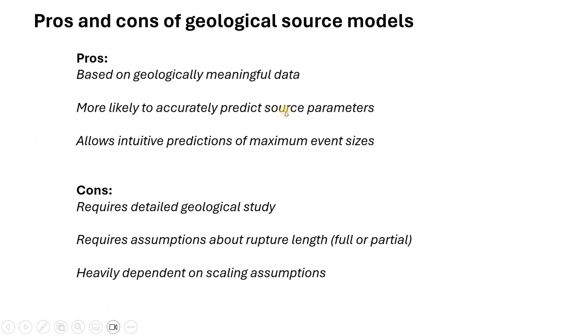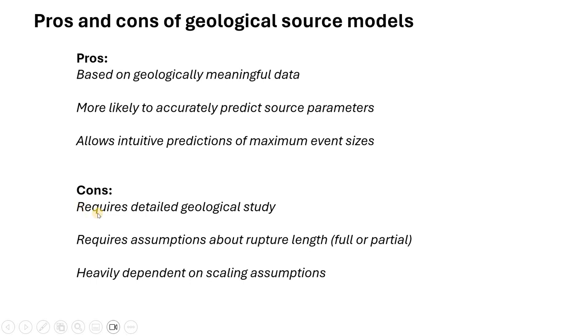So that's essentially the simplest and perhaps most common version of developing a geologic source model. Some of the benefits are that it's based on real geologic data, which means you're maybe more likely to accurately predict source parameters, like what type of fault is it? What direction is the slip going to be in? Where is the hanging wall or footwall going to be? And also we can make some pretty intuitive predictions of maximum event sizes, like is the whole system going to go together or is only part of the system? What's the worst case scenario if all of those segments of the Wasatch rupture together?